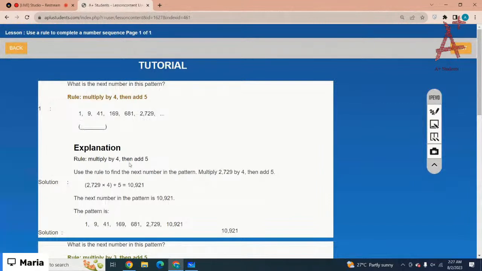2729. You have to multiply the number by 4. You can use a calculator and then you have to add 5. That would be 10,921. The next number in the sequence is 10,925. You don't need to find the pattern for this one. You just have to apply the rule to calculate the next number, right?